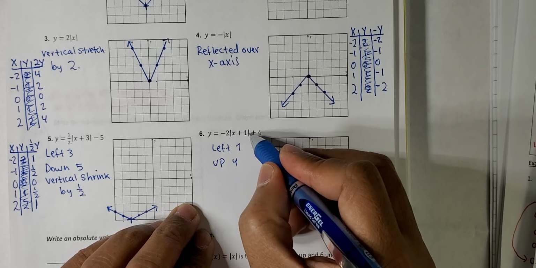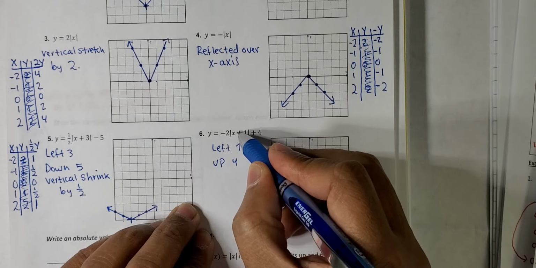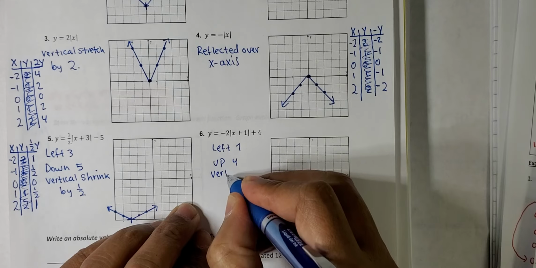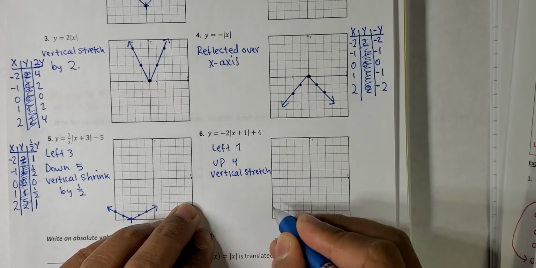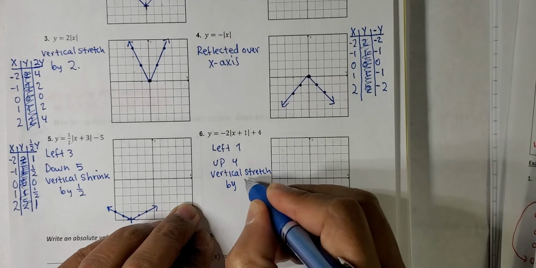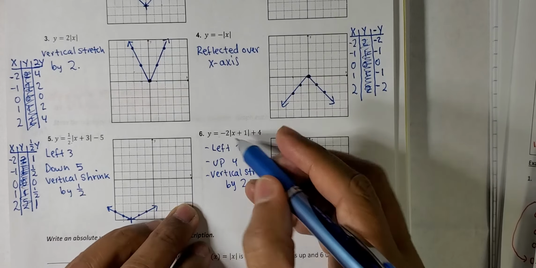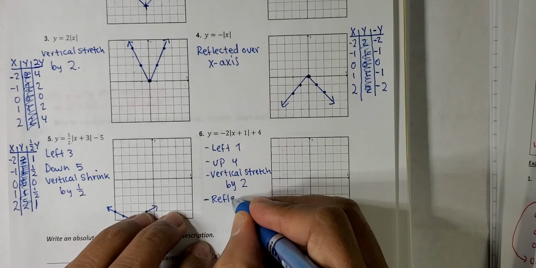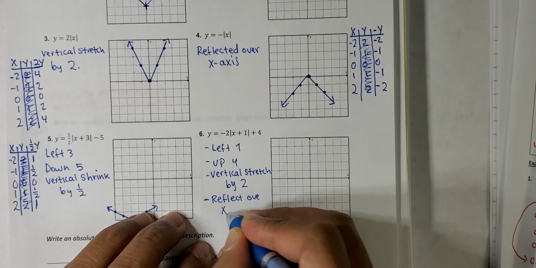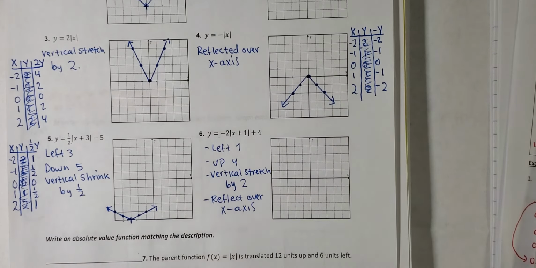And then we have a 2 in front of the absolute value, and that 2 means that it's going to get a vertical stretch by 2. And then we have a negative in front of the 2, so that means it's going to get reflected over the x-axis. Okay, so those are the transformations. So this one has 4 transformations.